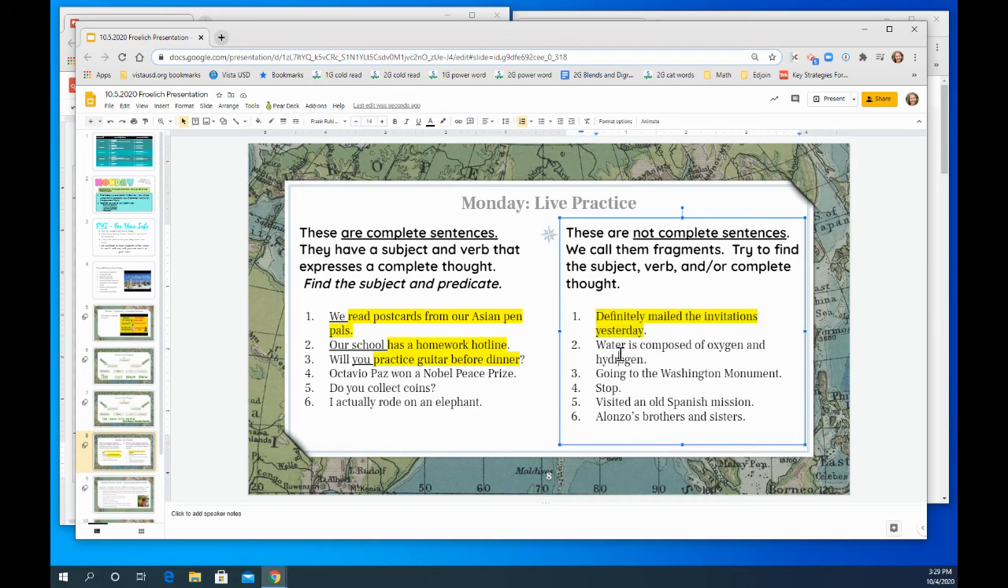Look at number 2. It says, water is composed of oxygen and hydrogen. That shouldn't have been in there, actually. I thought I took this one out. This one is a complete sentence. We're going to skip that one and ignore it and do the next one. Number 2, going to the Washington Monument. So you're asking yourself, who is going to the Washington Monument? And what are they doing? Going to the Washington Monument. We're missing again the subject. This just has the verb going to the Washington Monument, or the predicate phrase.